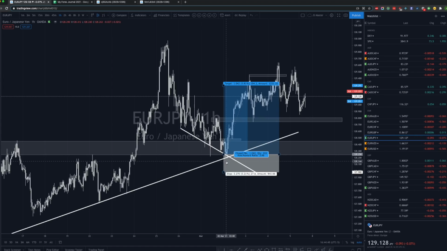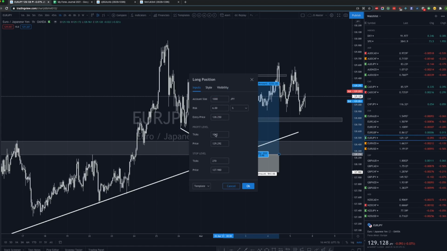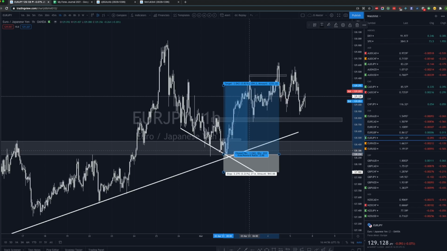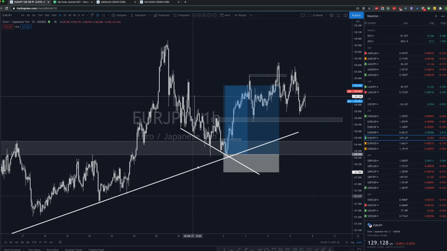I think it was like 128.25. Yeah, 128.25. And this is also a monthly pivot point as well. So I decided to set a limit just here. I would only really do that on EURJPY or CADJPY because of the way I trade this pair. And in this instance it worked out really nice, right?